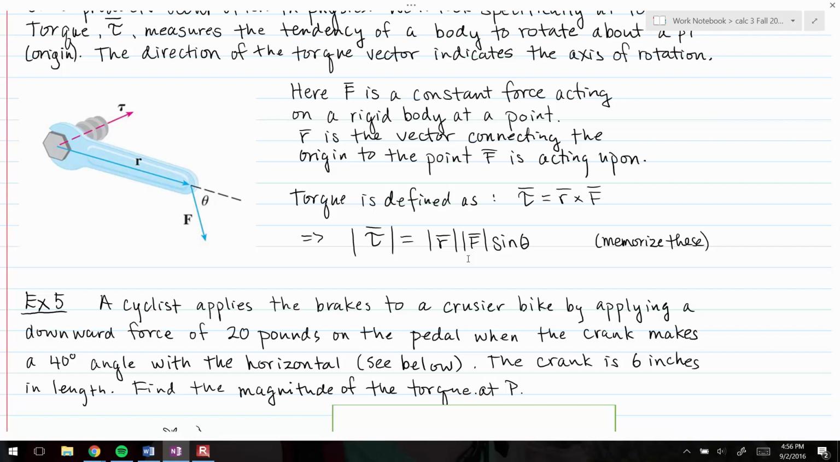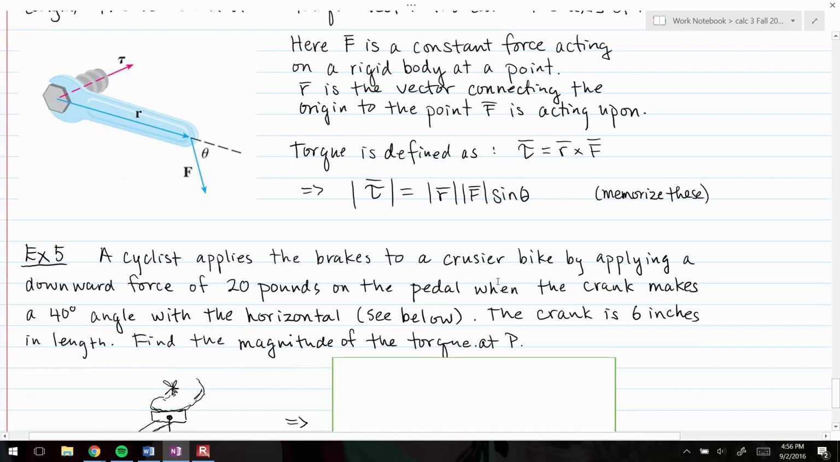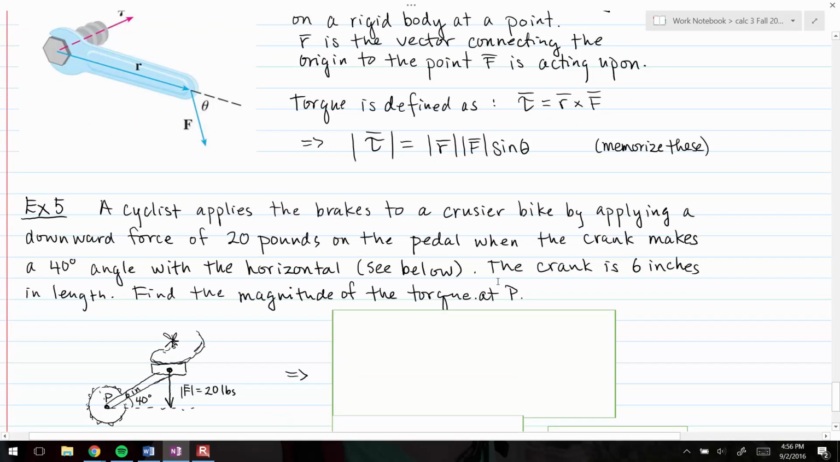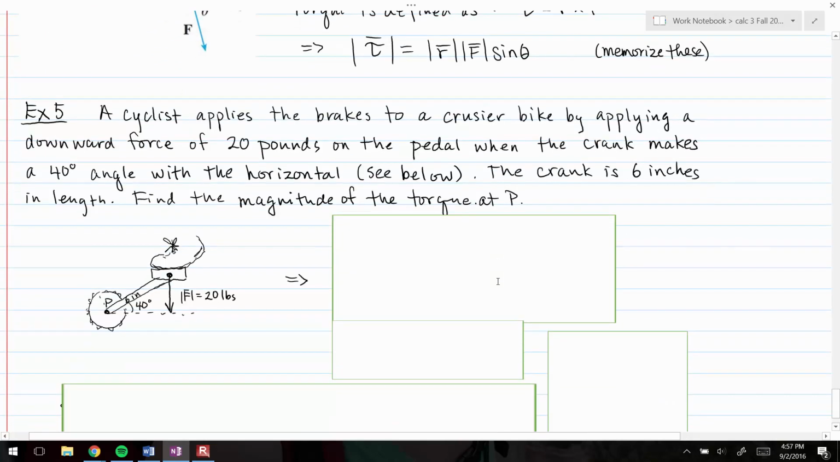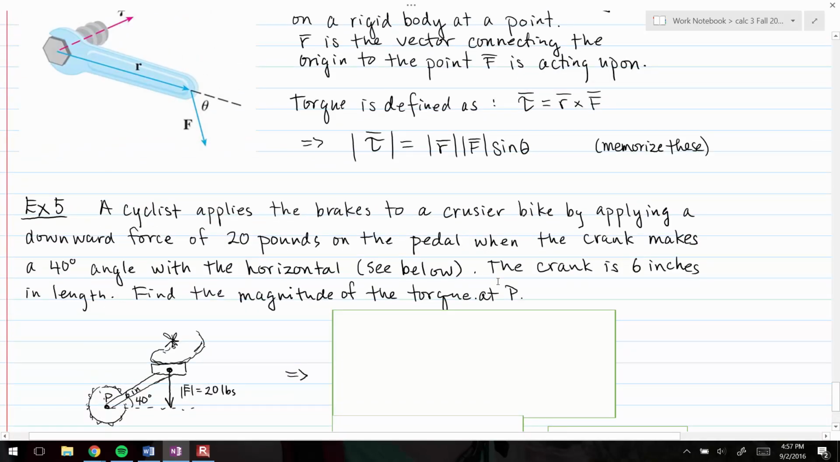So moving on to an example, a cyclist applies the brakes to a cruiser bike by applying a downward force of 20 pounds on the pedal when the crank makes a 40 degree angle with the horizontal. The crank is 6 inches in length. Find the magnitude of the torque at P. So we have our formulas for torque. Note here that we're finding the magnitude of the torque, so if we wanted to directly use that formula with the sine theta in it, we could do that. We got an angle here, so that might be appealing.